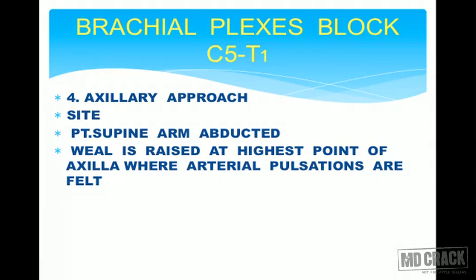Axillary approach: the patient should be supine again, the arm is abducted and may be flexed at the elbow joint and kept below the head of the patient. Now a wheal is raised at the highest point of the axilla where arterial pulsations are felt. This is very simple. Whenever the patient is in supine position, with the arm abducted and kept below the head, it is very easy to palpate or locate the axillary artery, because as it pulsates, there is a definite movement in the axilla. It is at this point a wheal is raised, over the pulsating artery, and this is the site where you are supposed to inject the drug.